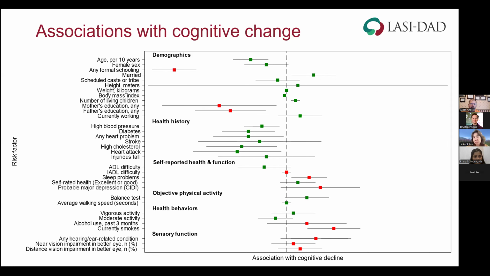In this case, the fourth box down is marital status, which is associated with attenuated rates of cognitive decline. Red boxes are associations for correlates that are not in an expected direction. And the strongest correlate of steeper cognitive decline is any form of schooling. And that's the one thing that's kind of unexpected that's coming out of our study that's pretty interesting.